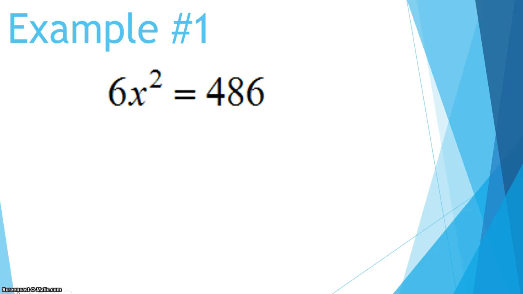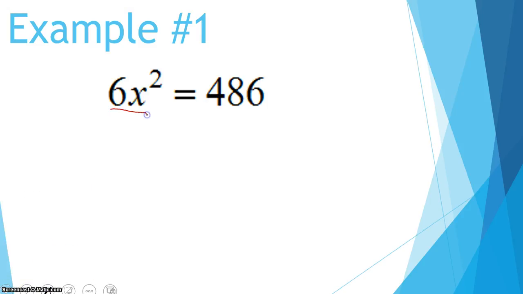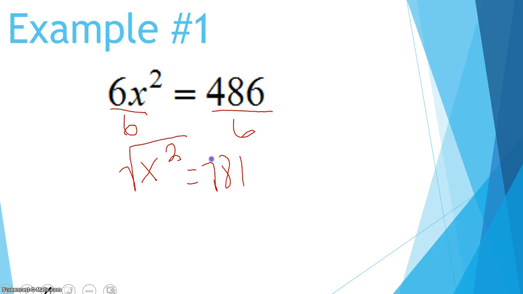So the very first thing we want to do is divide both sides by 6. Now when we do that, we're left with x squared equals 81. And now to undo a square, we take the square root. But when you take the square root of something, you have two values, both the positive and negative. And the square root of 81 is 9. So we're going to do x equals 9 and x equals negative 9.